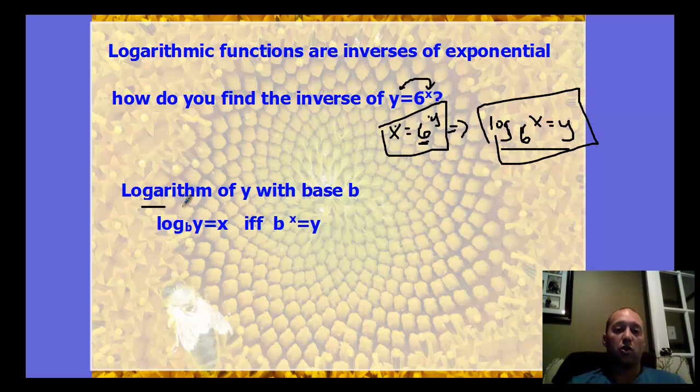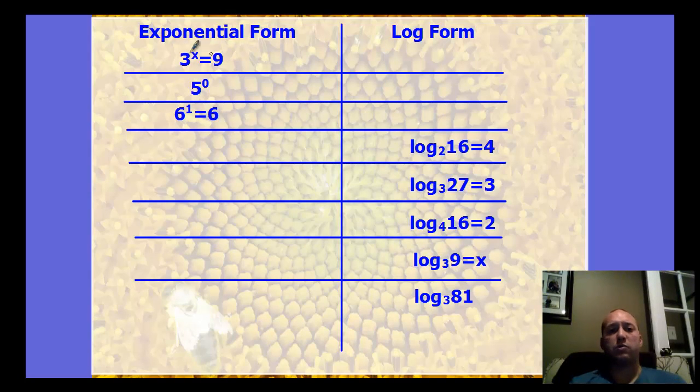So by definition, the logarithm of y with base b, log base b of y equals x, if and only if b to the x power equals y. So you notice how the x and y's are switching spots. So let's put these in the different forms. So this is exponential form. In exponential form, you do not have the word log. So 3 to the x power equals 9.